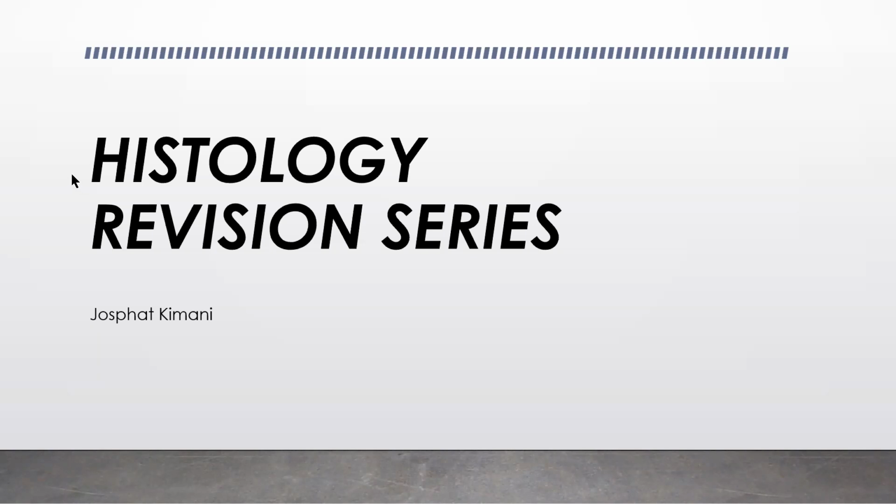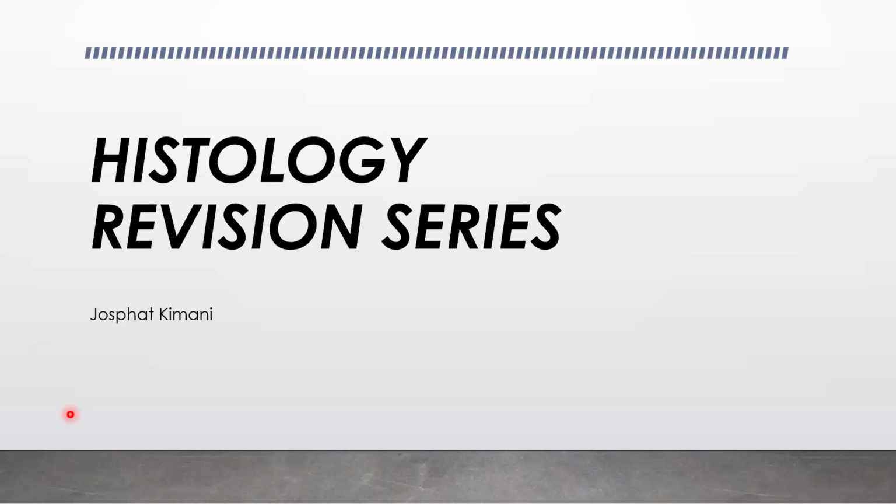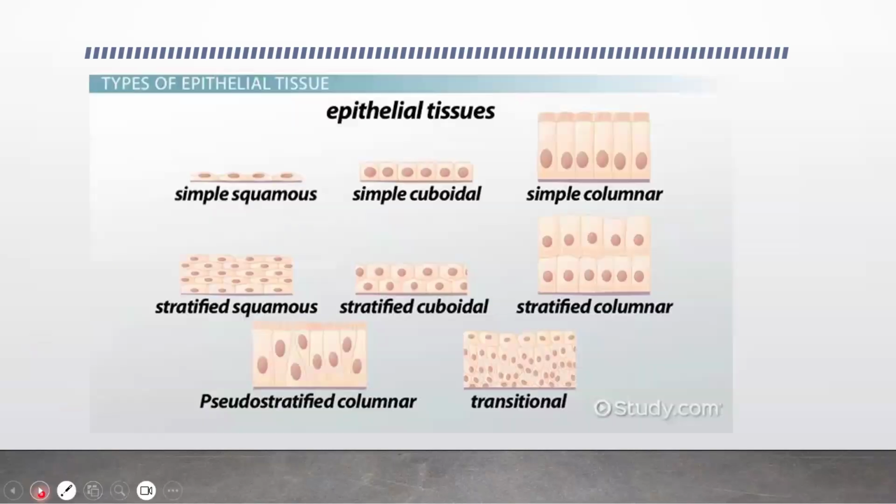Today we'll be going through the histology revision series. Today's scope of the session will cover epithelium, that is lining epithelium and glandular epithelium. We'll revise connective tissue, and then we'll have a few questions covering the scope of the session today. So we'll start us off by checking the various types of epithelium.